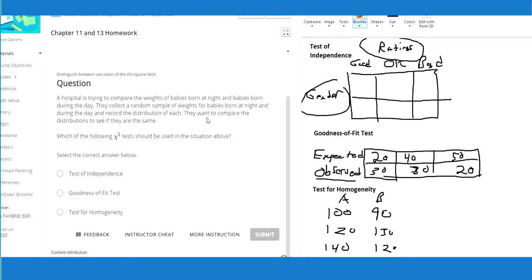A hospital is trying to compare the weights of babies born at night and babies born during the day. They collect a random sample of weights for babies born at night and during the day and record the distribution of each. They want to compare the distributions to see if they are the same. Which of the following chi-squared tests should be used in this situation? That matches a test for homogeneity like we were talking about. We're trying to see if those two groups of babies are coming from the same population. If this test is significant, then we're going to claim that babies born at night have different weights than babies born during the day.